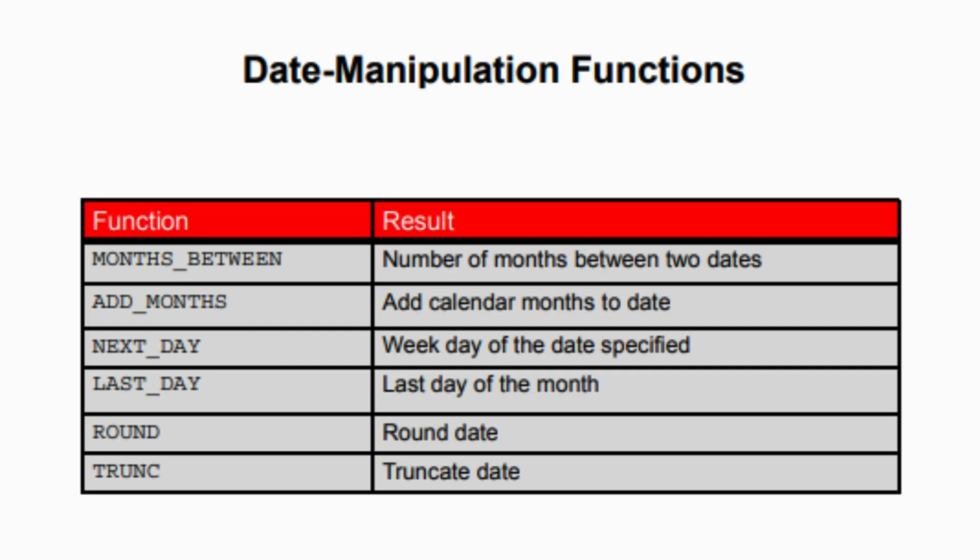ROUND and TRUNC number functions can also be used to manipulate the date values as shown below. ROUND(date, fmt) returns date rounded to the unit that is specified by the format model fmt. If the format model fmt is omitted, date is rounded to the nearest day. TRUNC(date, fmt) returns date with the time portion of the day truncated to the unit that is specified by the format model fmt. If the format model fmt is omitted, date is truncated to the nearest day.